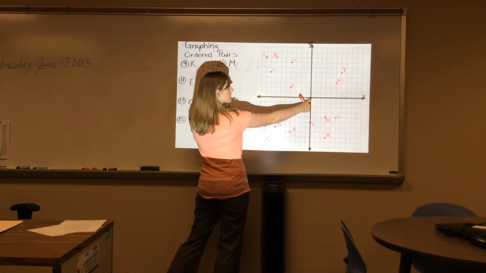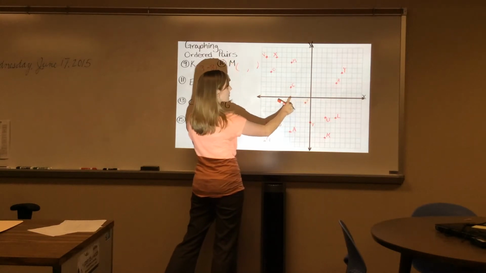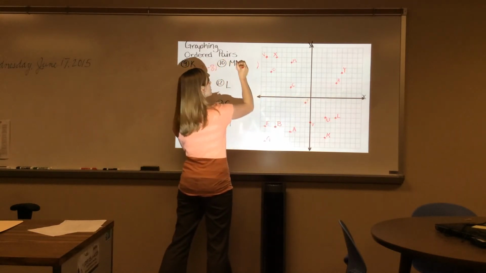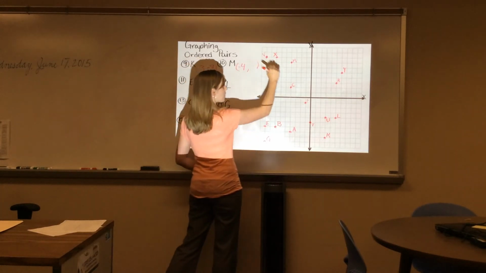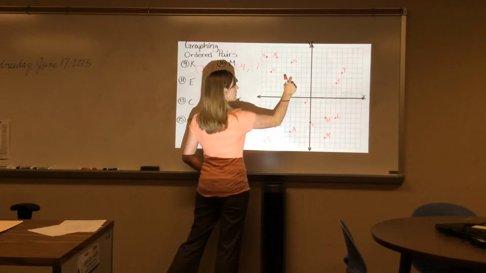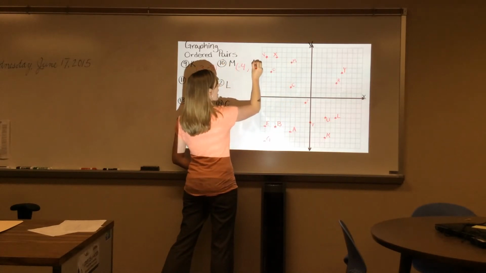This time we have to count to the left. So I'm going to count left 1, 2, 3, 4. Remember, left means negative. So this is a negative 4 for the x coordinate. I then need to count up 1, 2, 3, 4, 5, 6, 7 places. So this is a positive 7.